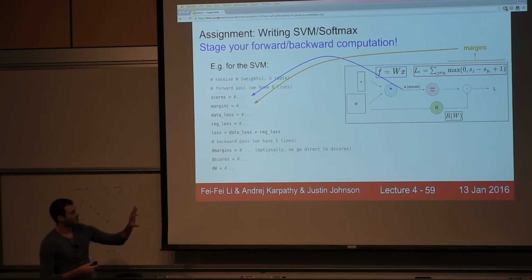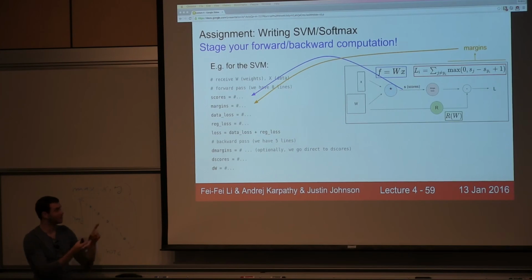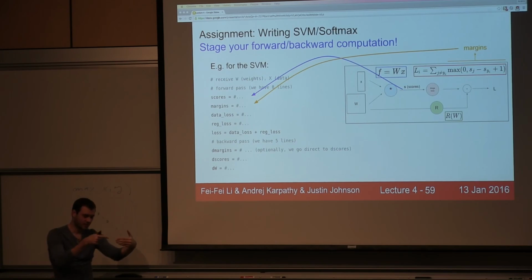What you should do is just think about it as backpropagation, even if you're doing this linear classification optimization. So roughly your structure should look something like this, where, again, you stage your computation in units that you know the local gradient of, and then do backprop when you actually evaluate these gradients in your assignment.